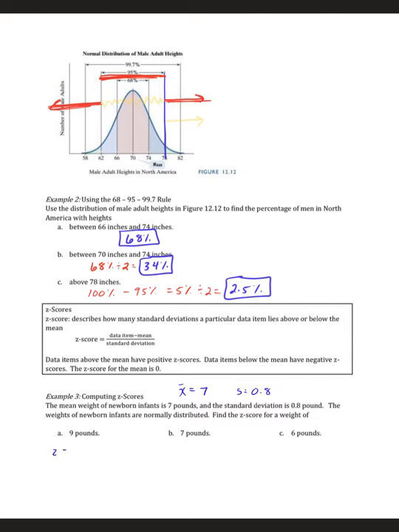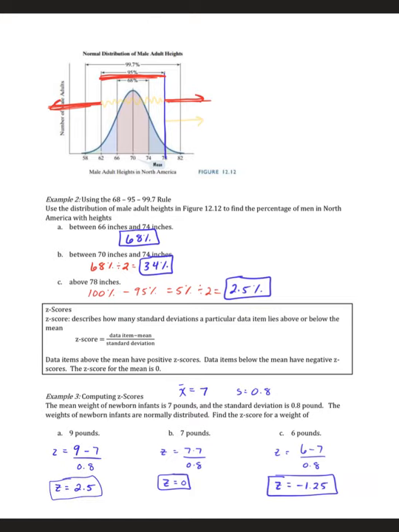So the z-score is equal to, and we want to take the data item, which is 9 in this case, subtract the mean, and divide it by 0.8. You can use your calculator to do all of this. That's going to be the easiest way for it. So 9 minus 7 is 2, divided by 0.8, we get 2.5. So this would have a z-score of 2.5, meaning a baby that weighs 9 pounds is 2.5 standard deviations above the mean. Go ahead and pause the video and try letter B and C.